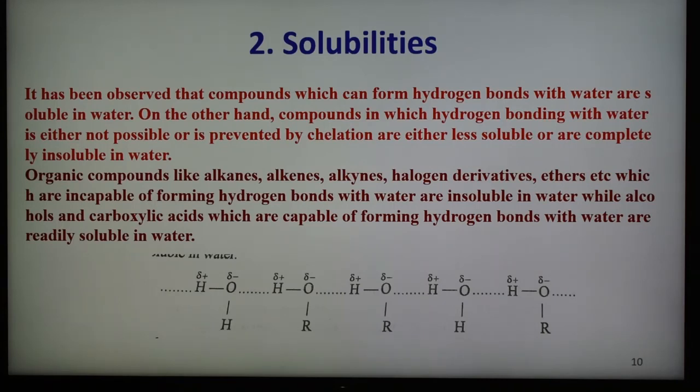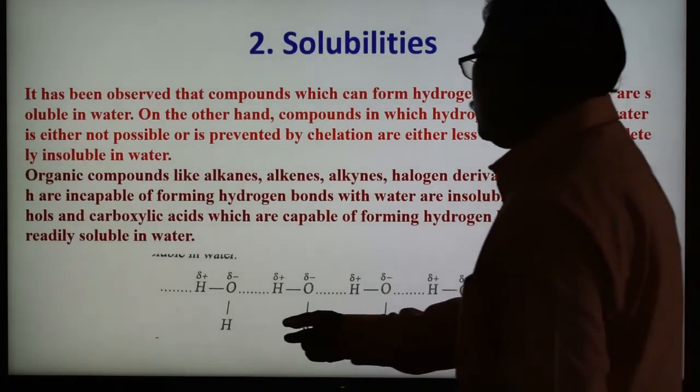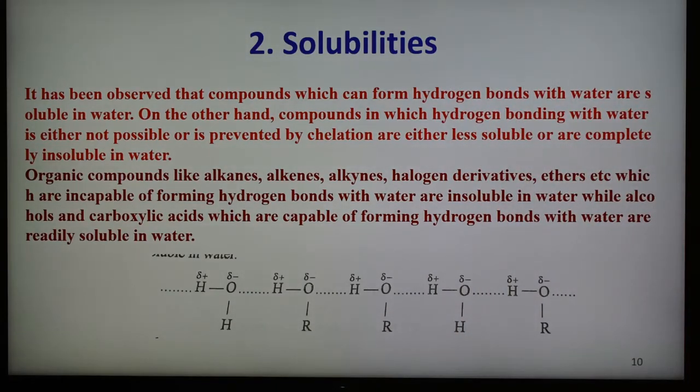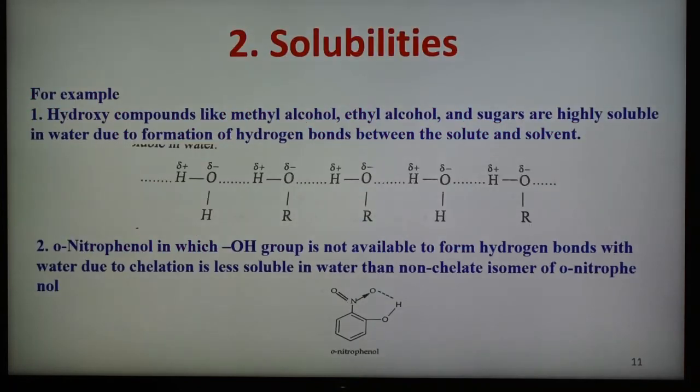So some examples are also shown here. This is the water, and this is the alcohol forming a hydrogen bond. Therefore alcohols are soluble in water. Another example is orthonitrophenol. These are the examples shown here: hydroxy compounds, that is water and alcohol, soluble in the water. And the second example is orthonitrophenol, in which the OH group is not available to form a hydrogen bond with the water, and due to chelation it is less soluble in water than its non-chelated isomer paranitrophenol.